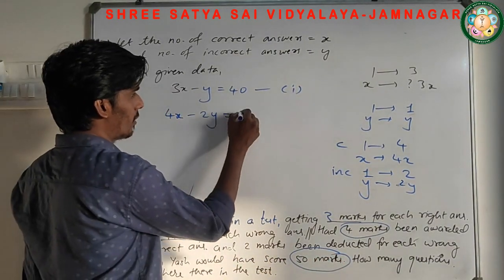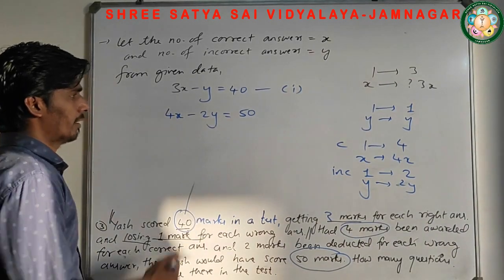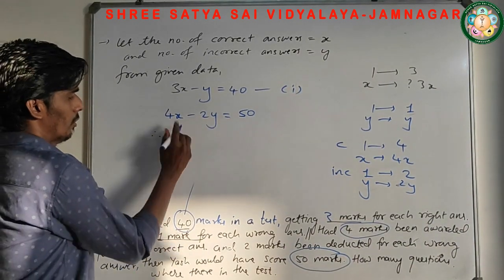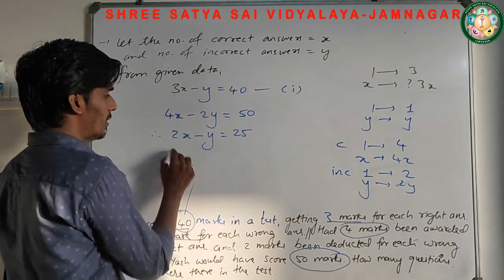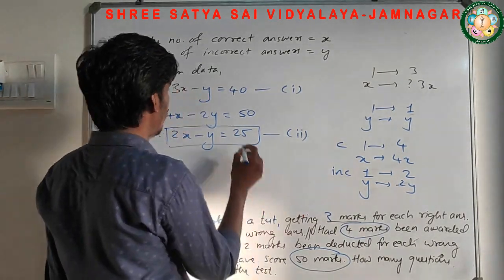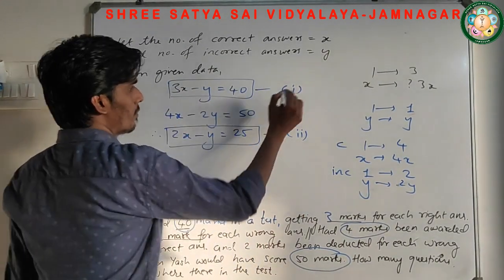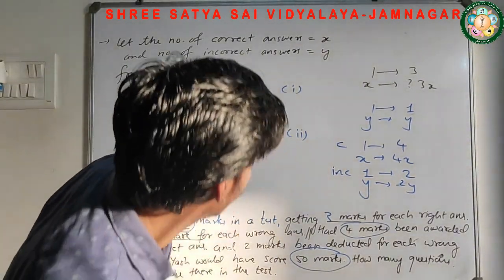4x minus 2y is 50. Is there anything common in the whole equation? Yes, 2 is common. 2 2s are 4, 2 1s are 2, 2 25s are 50. Say this is equation 2 and say this is equation 1. So get the answer.